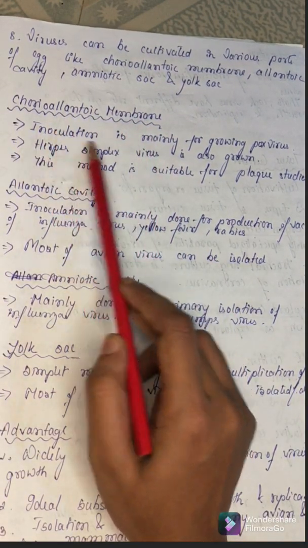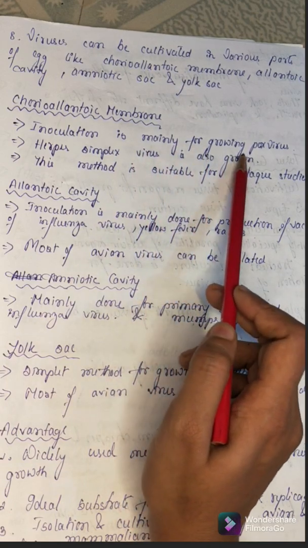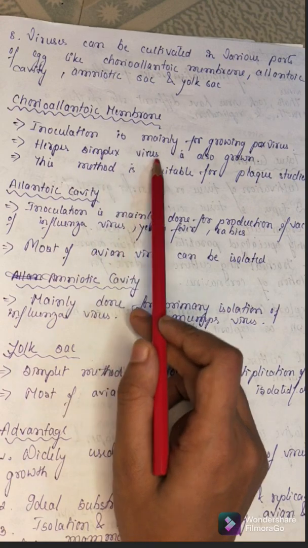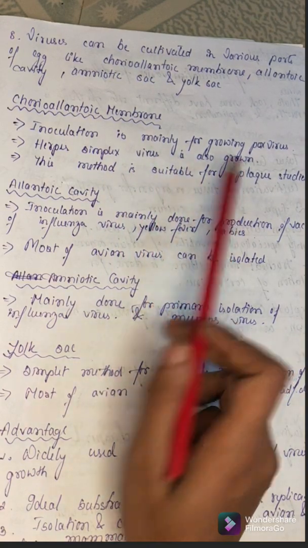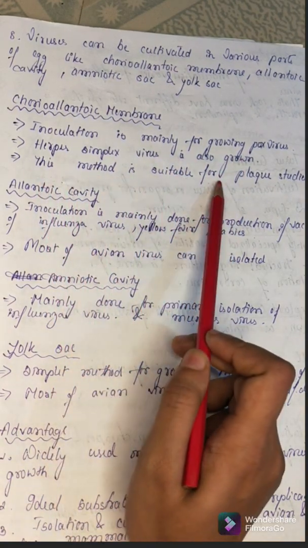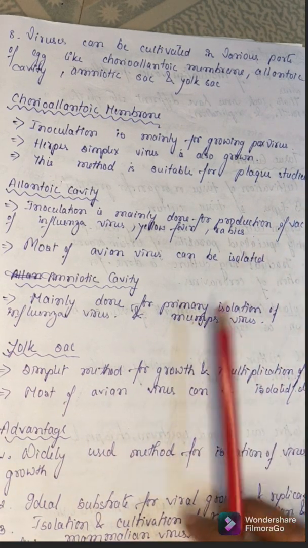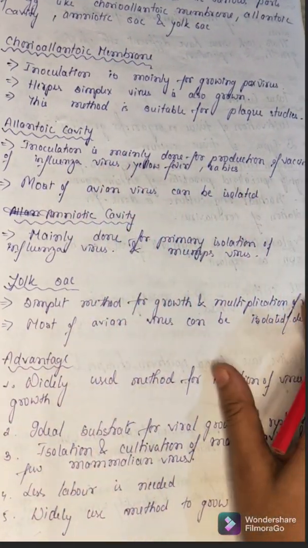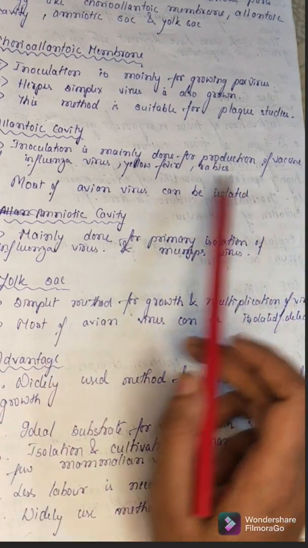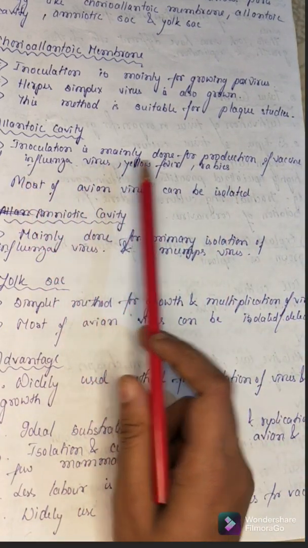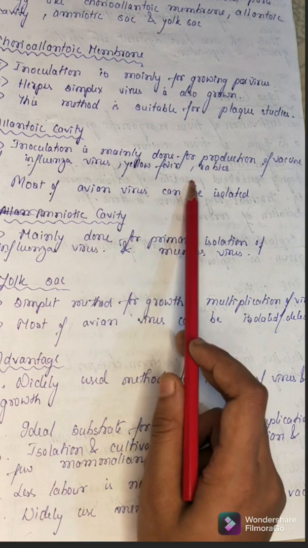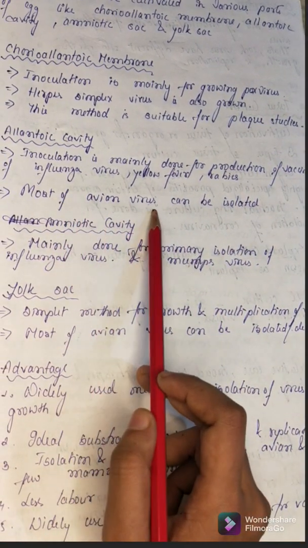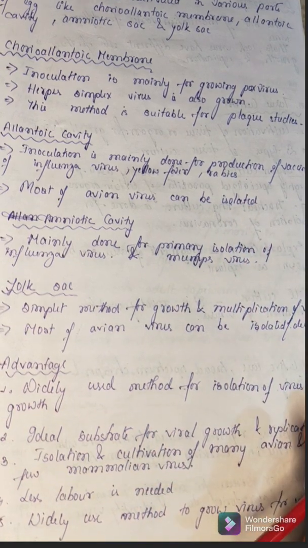Chorioallantoic membrane. Here inoculation is mainly for growing pox virus. And number 2, herpes simplex virus is also grown. This method is suitable for plaque studies. Allantoic cavity. Inoculation is mainly done for the production of vaccines of influenza virus, yellow fever and rabies. Most of the avian viruses can be isolated.